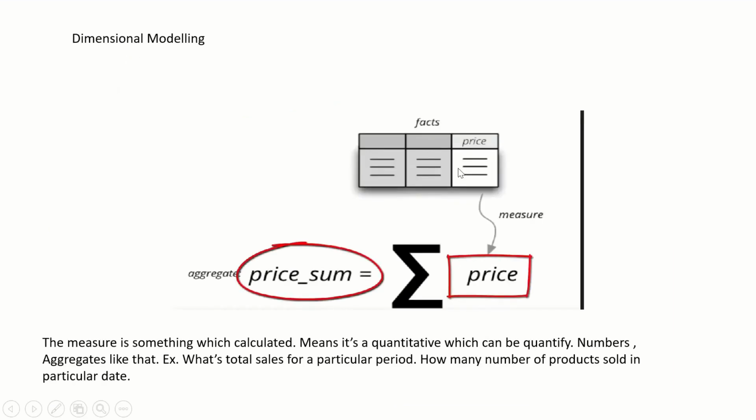Mainly we deal with facts, which are surrounded by dimensions. A measure is something which is calculated, a quantitative value which can be quantified: numbers, aggregates, and the like. For example, what is the total sales for a particular period? How many products were sold on a particular date?